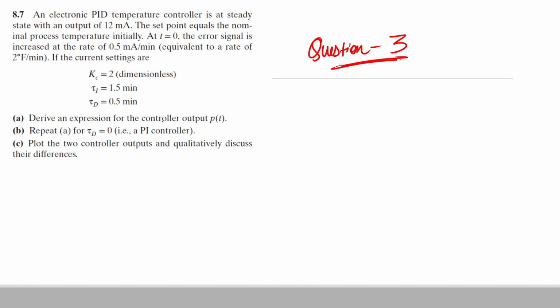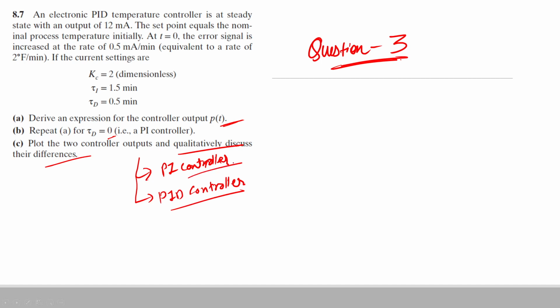Repeat the first step for tau D equal to 0, plot the two controller outputs and qualitatively discuss their differences. So for the given parameters, we have to derive the controller output Pt and then repeat the same for tau D equal to 0, that is a PI controller, and then compare the PI controller and the PID controller. These two controllers we have to discuss. So you can try solving this question.